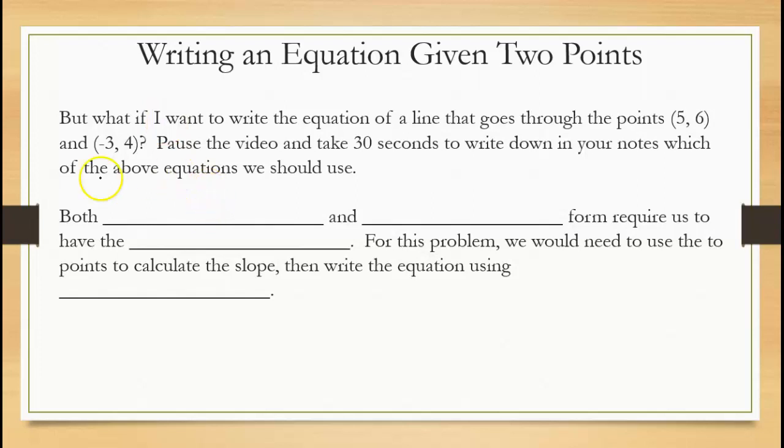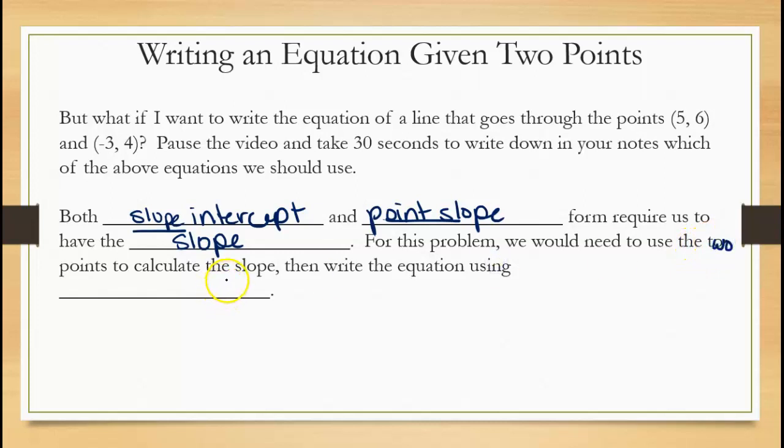All right, welcome back. Both slope-intercept and point-slope, look at these names. They both have the word slope. They both require us to have the slope. For this problem, we would need to use the 2 points to calculate the slope, and then write the equation using point slope. So remember back at the very beginning of our review problems, we wrote down our formula for slope. I would write that in your notes right now.